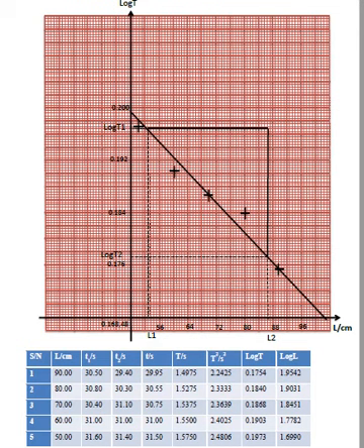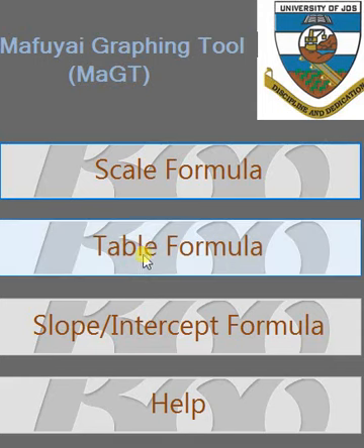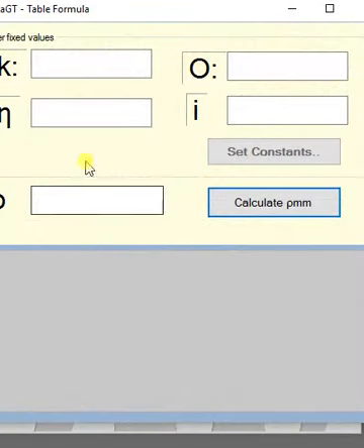So to do this, you convert them into the millimeter equivalents. So you come to the table formula. Here, K is the same with the K you used. O is the same with the O you use. I is the same with the I you use. But eta is the number of millimeter boxes inside your graph paper.